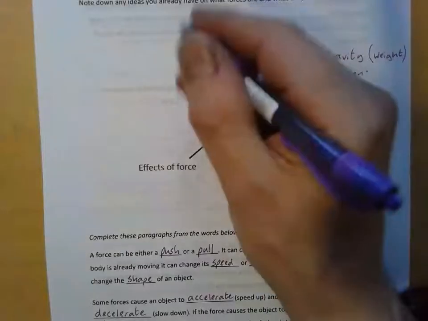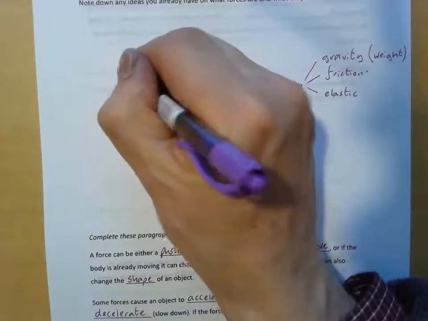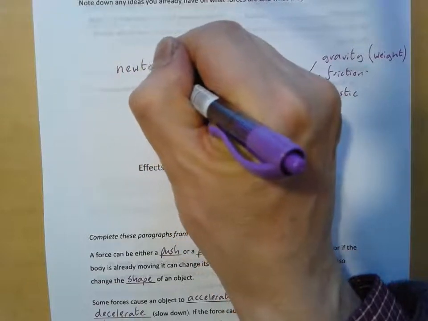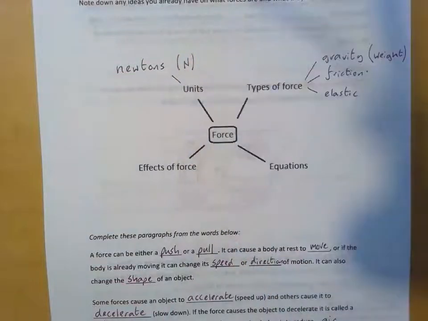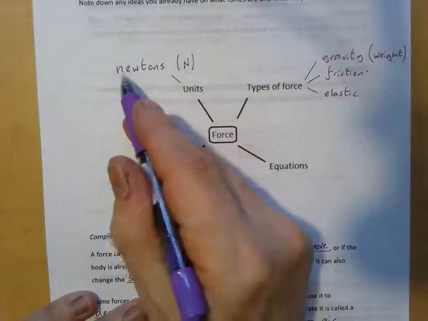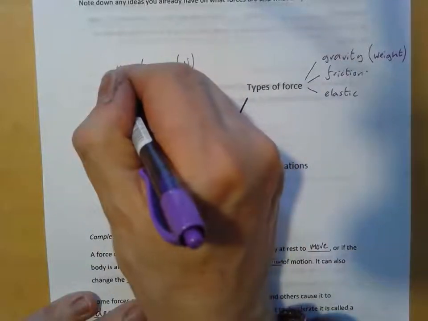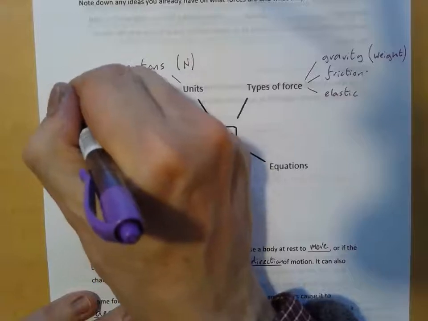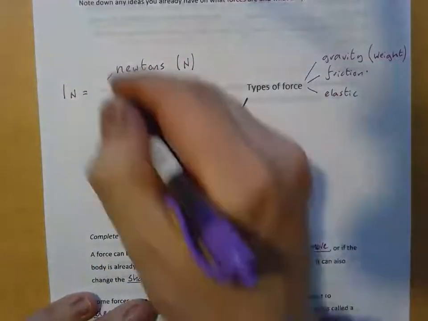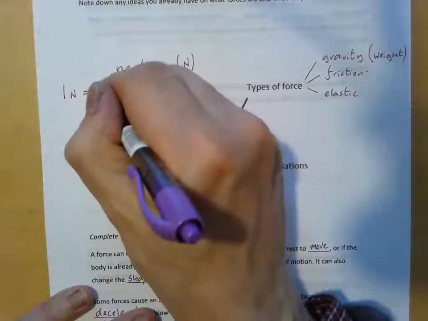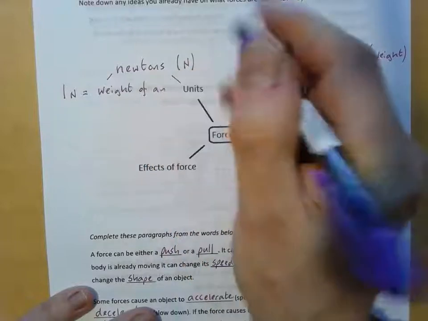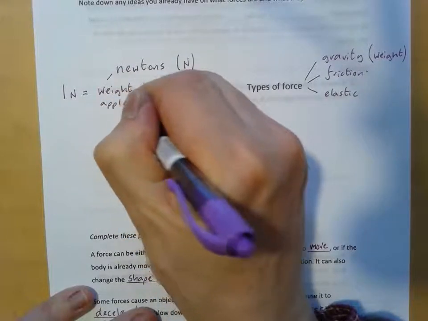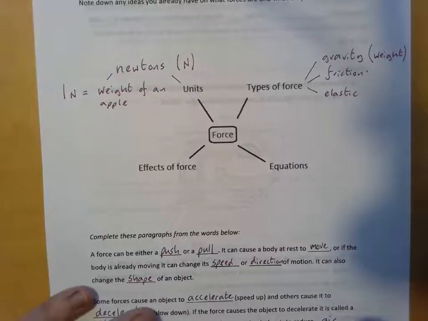The units of force, you might remember, are newtons. The symbol for newtons is big N. And to give you an idea of how big a newton is, 1 newton is the amount of force that gravity exerts on an apple. So it is the weight of an average sized apple. So if you hold an apple in your hand, the force that you feel is more or less 1 newton.